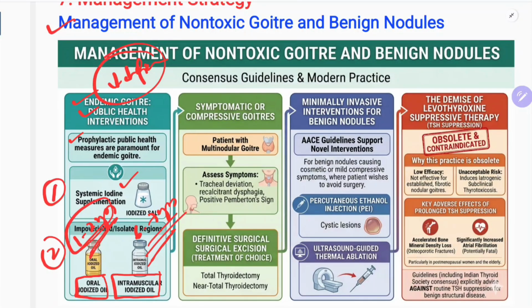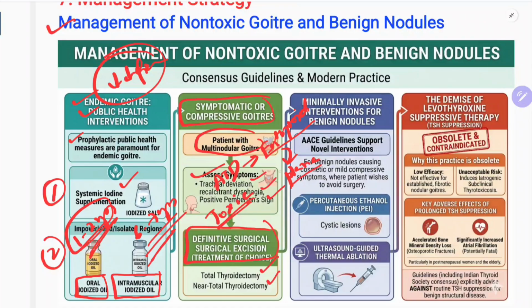Now, patients who are non-toxic but have symptomatic or compressive symptoms, for example a patient with MNG with symptoms like tracheal deviation, dysphagia, positive Pemberton sign, then the definitive treatment is surgical excision, either total thyroidectomy or near total thyroidectomy. And if it is toxic, then you should first treat with anti-thyroid drugs, bring the patient to the euthyroid state, and after that you plan for surgery. Because you are dealing with non-toxic, we should go like this. So that's the point.